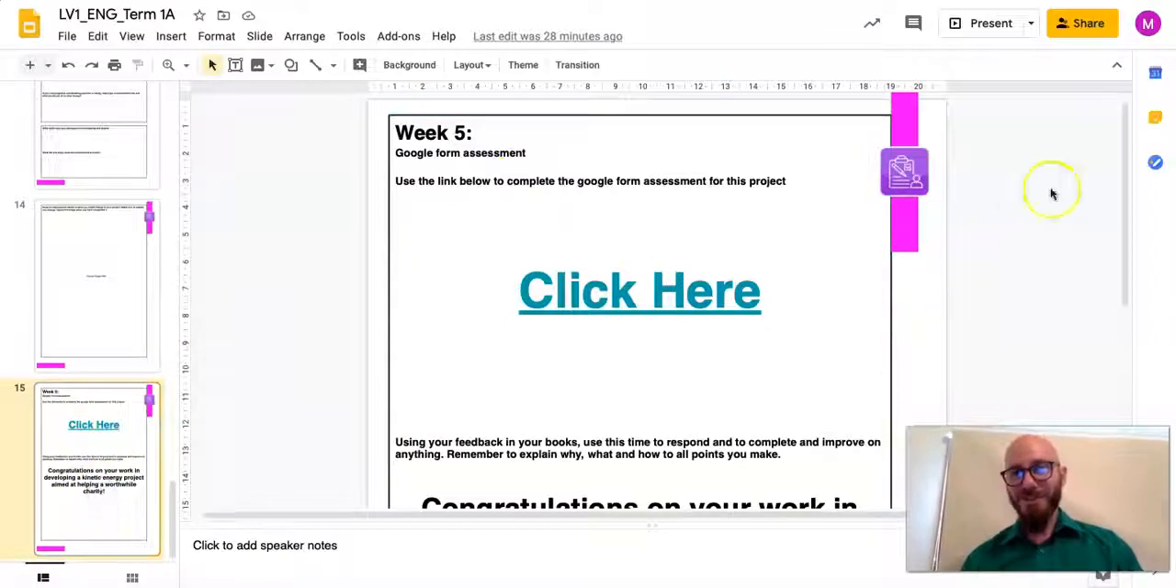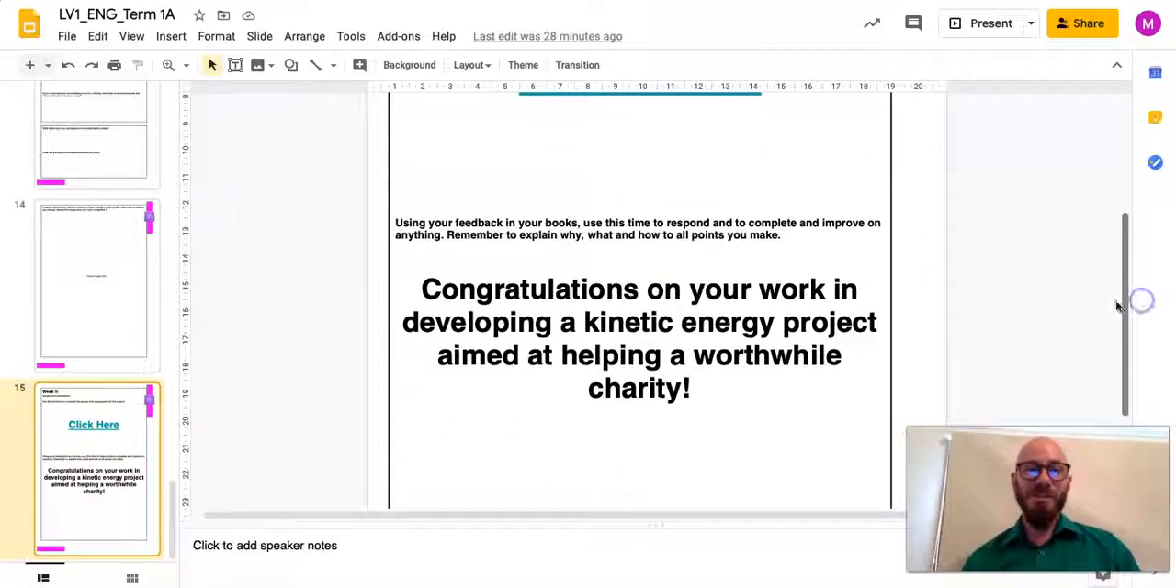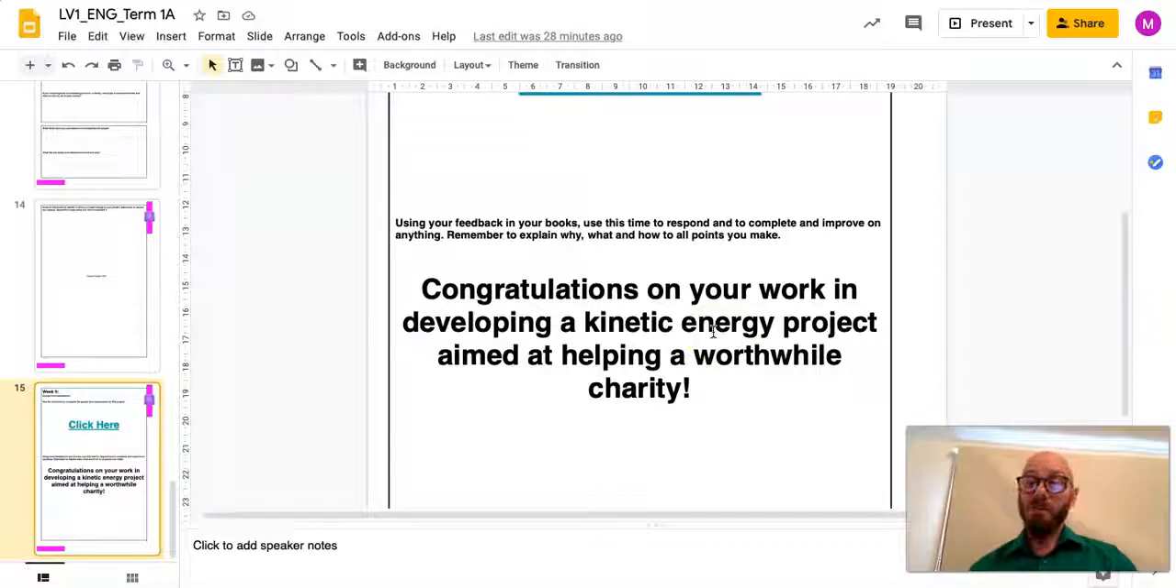And here is pretty much the end of your project, and congratulations on what you've learned in developing a kinetic energy product aimed at helping a worthwhile charity. So it's quite a fun project, and it's quite new. So what we want you to do is just really get involved and really put some research in and make it.